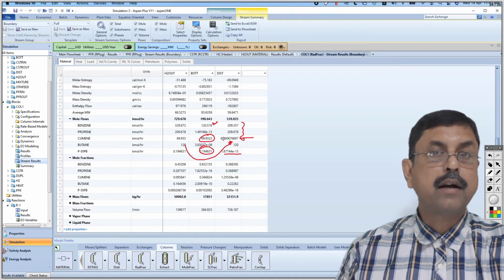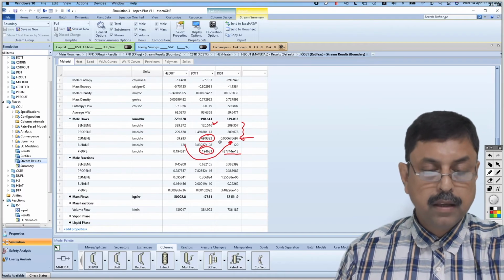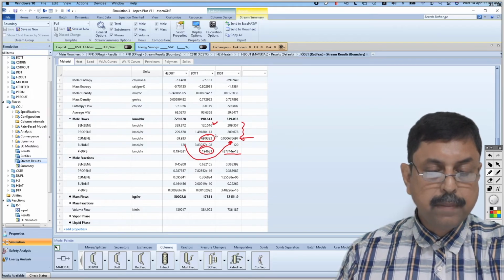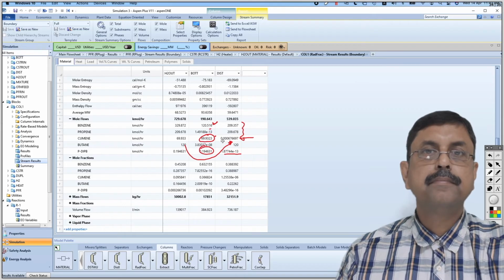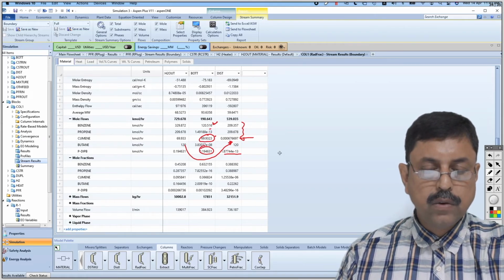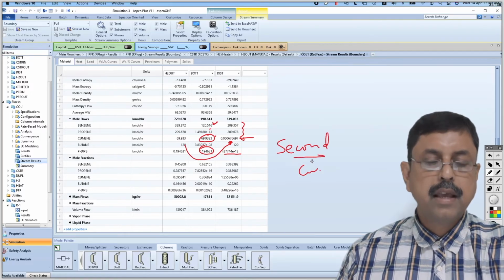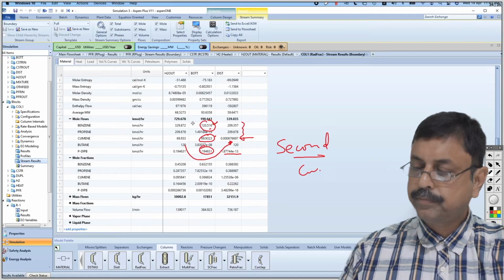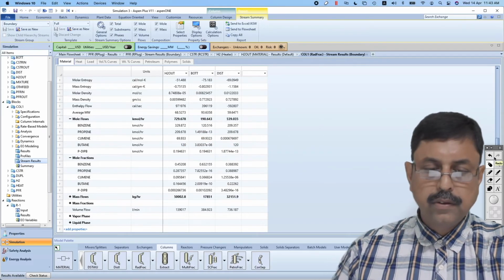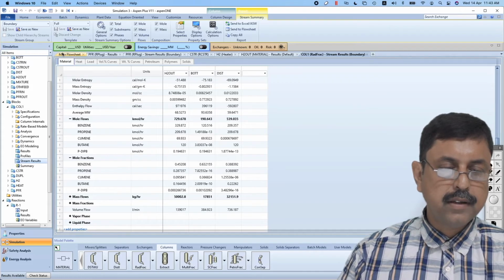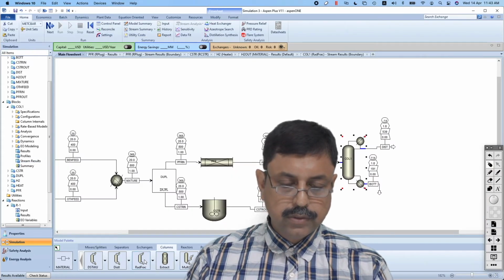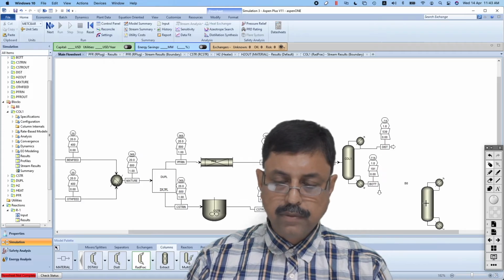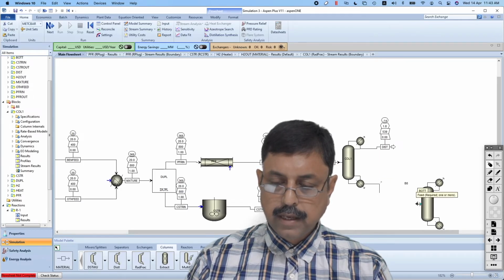Now cumene is the product. Cumene is the main product in our system. So we have to separate this cumene from benzene. That is our goal. For that, we need a second column for distillation. Through this distillation, we expect cumene to be separated from benzene. So let us attach a second column. So press one second column over here. Attach this.